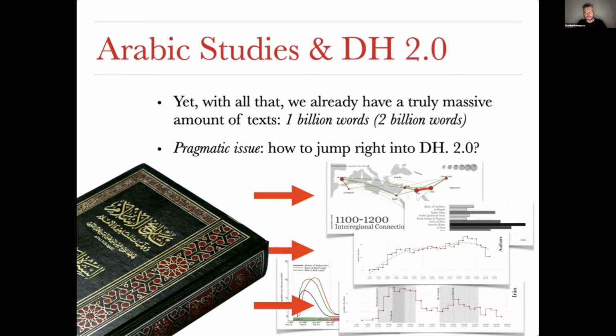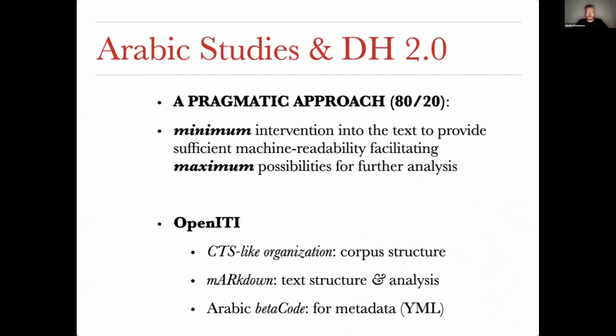So, hence this pragmatic approach, which in business is often called 80-20. You spend 20% of your time to do 80% of the work, and then 80% of your time to finish the remaining 20. So, with minimum intervention into text to provide sufficient machine readability that will facilitate maximum possibilities for further analysis. And from there, three major principles, major areas of the OpenITI corpus design.